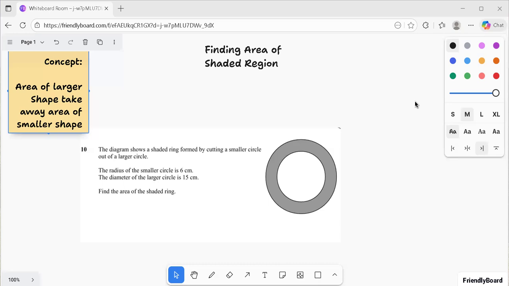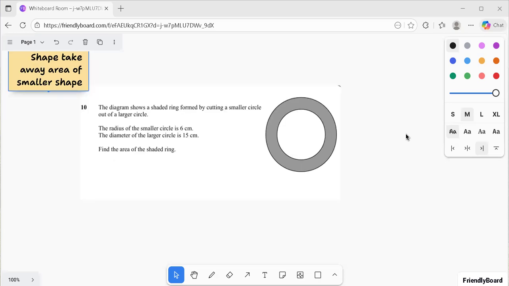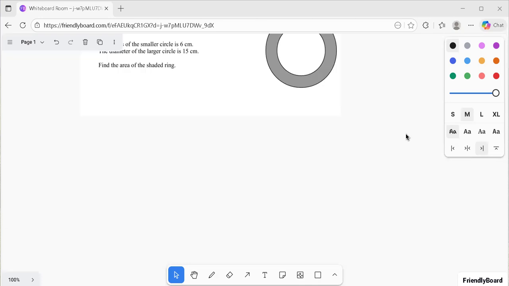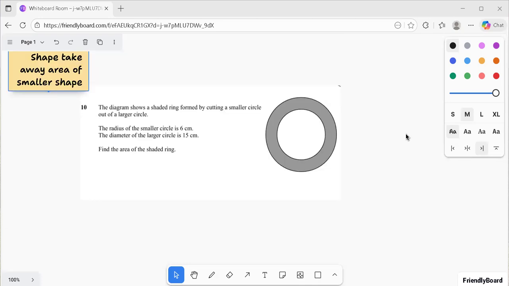Okay, so let's look at this question. I took it from a past paper. This question reads: the diagram shows a shaded ring formed by cutting a smaller circle out of a larger circle. The radius of the smaller circle is 6 centimeters.